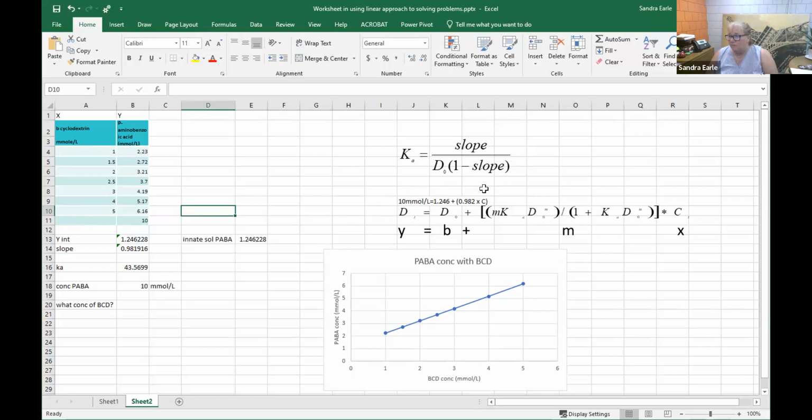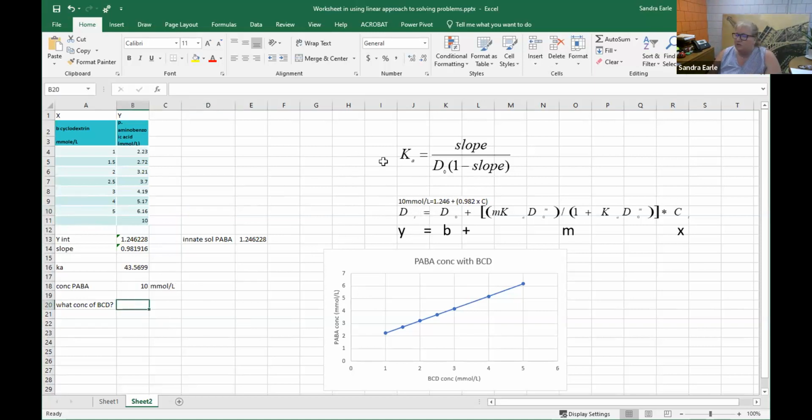We've already worked out the problem, right? We know that in order to get 10 millimoles per liter of the drug, we know the innate solubility is 1.246 millimoles per liter. We know the slope is 0.982 here, and we just need to then solve for the concentration. So what concentration of BCD do we need?